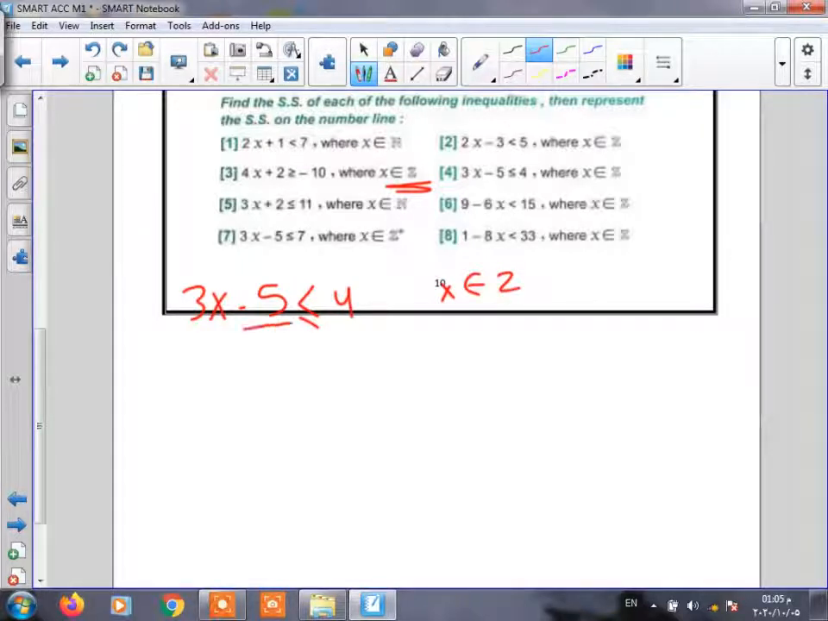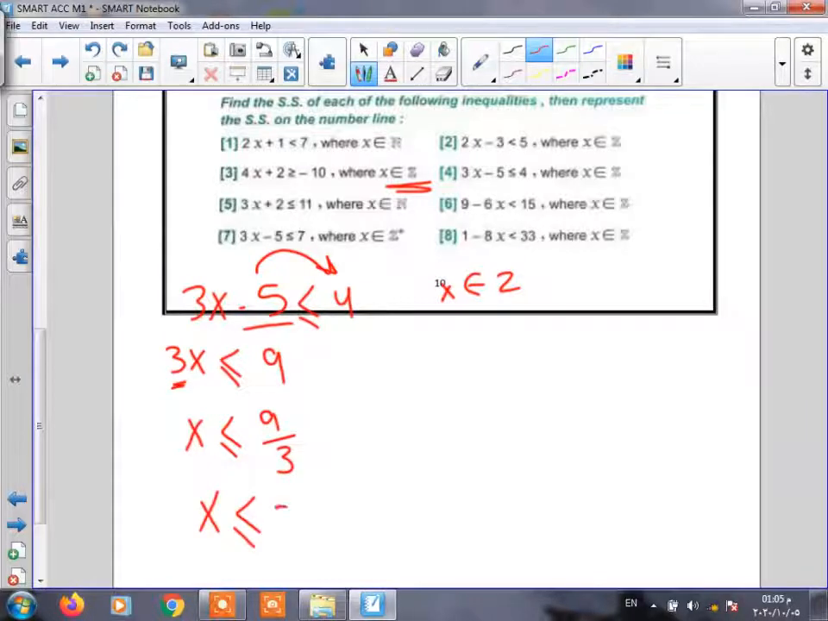Here negative 5, put it in the other place and change it into plus: 3x is smaller than or equal to 4 plus 5 equals 9. We'll move the 3 to the other place and make it divided. x is smaller than or equal to 9 divided by 3. So here x is less than or equal to 3.